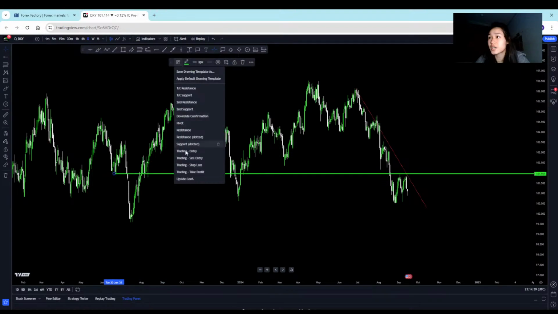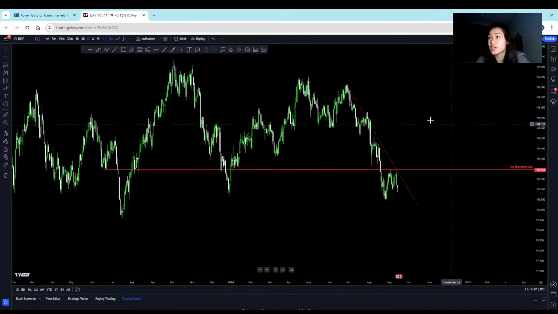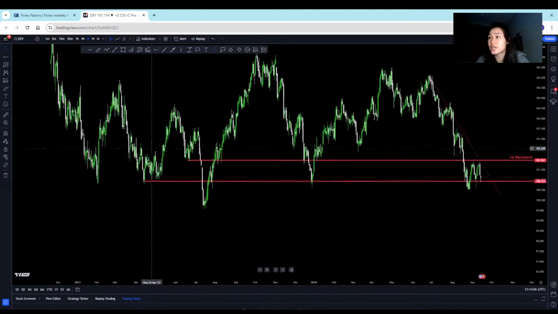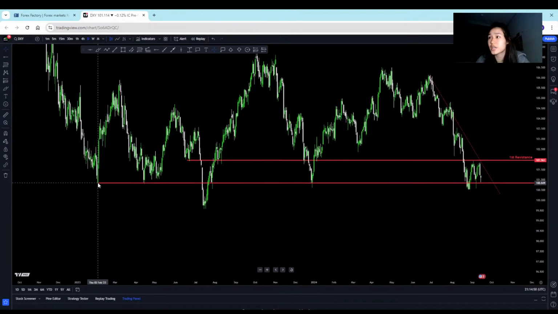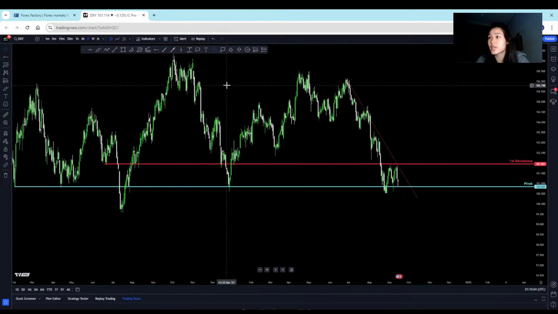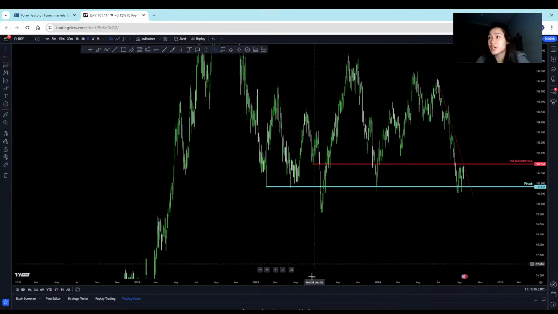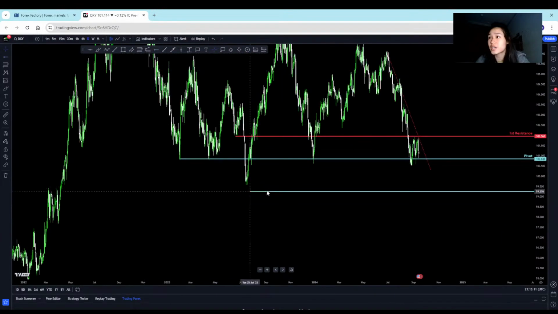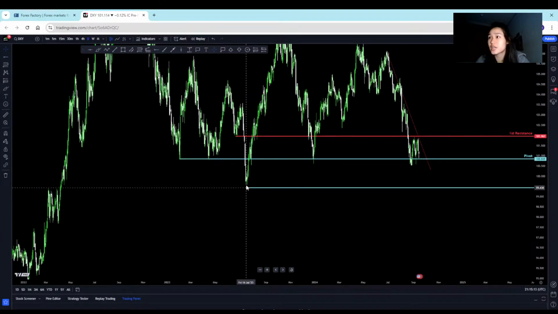Okay, so I'm gonna place my first resistance here. Okay, and I'll place my pivot just at this swing low. Okay, and my first support, I'm just gonna place right over here.